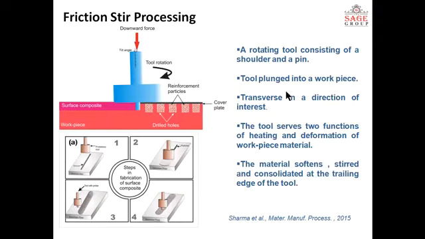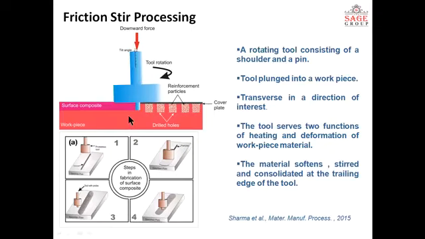Now we have to talk about the technique which makes these composites, and one of the most important techniques is friction stir processing. In friction stir processing, as the name suggests, it combines three words: friction, stir, and processing. So by combining the friction and stirring, this processing is completed. And how this can be achieved, we have to see the figure.